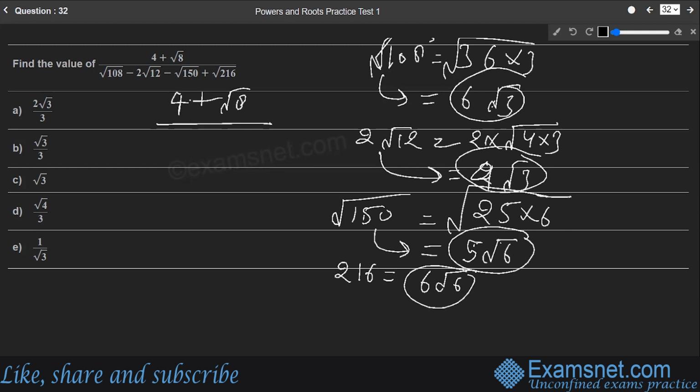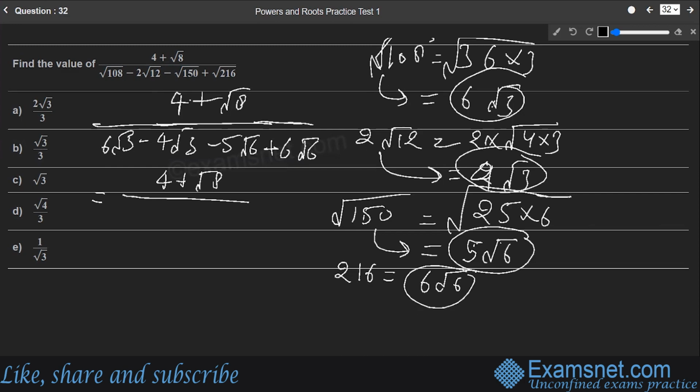If we do that, the expression becomes 4 plus root 8 divided by 6 root 3 minus 4 root 3 minus 5 root 6 plus 6 root 6. If you solve this further, it becomes 4 plus root 8 divided by 6 root 3 minus 4 root 3, which is simply 2 root 3, plus 6 root 6 minus 5 root 6, which is root 6. So this is what it becomes: 4 plus root 8 over 2 root 3 plus root 6.